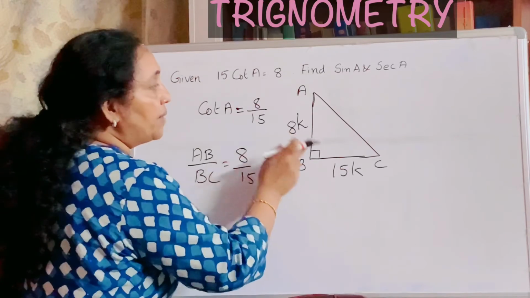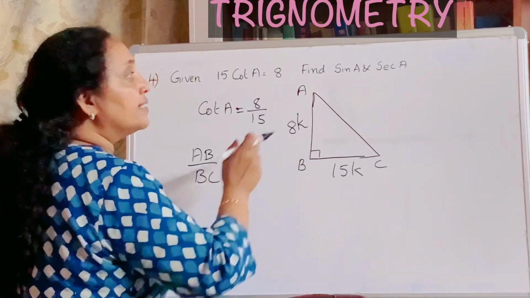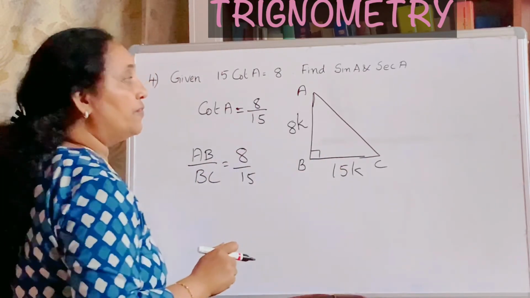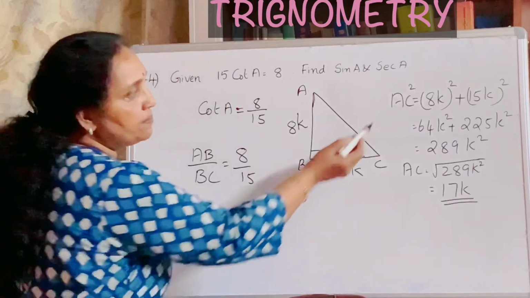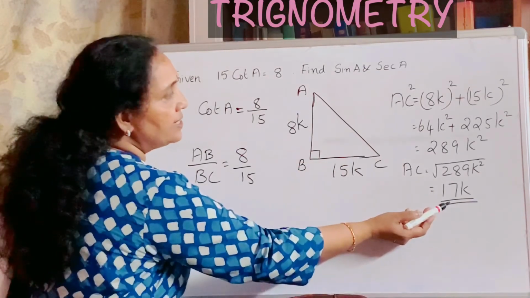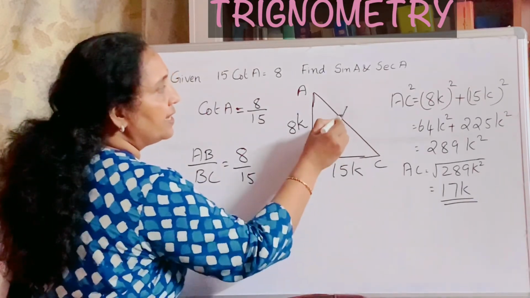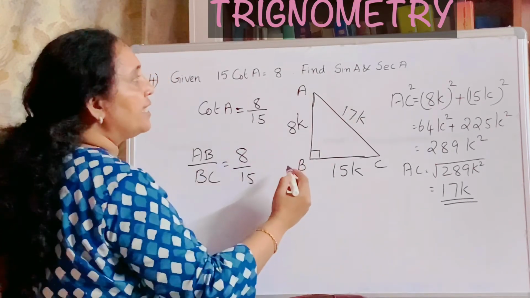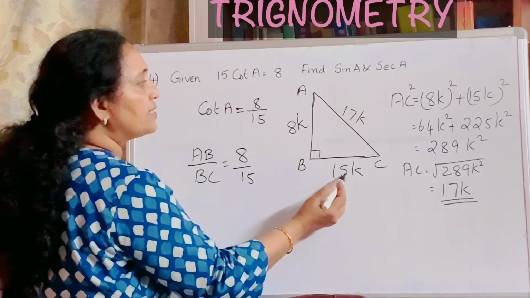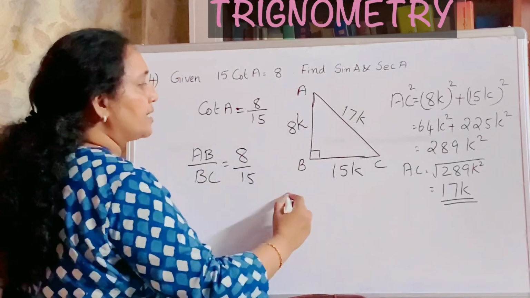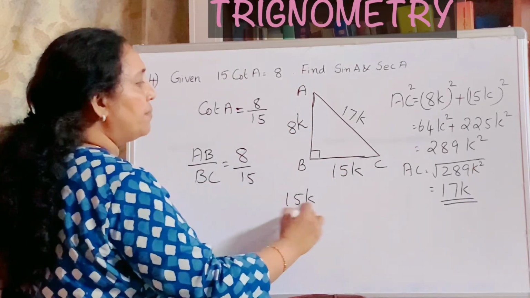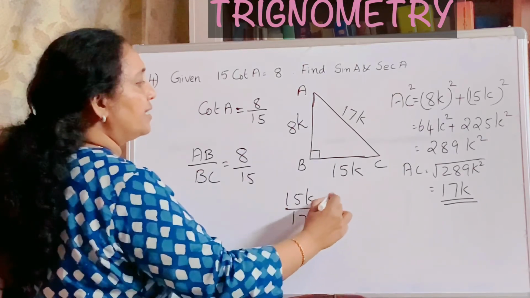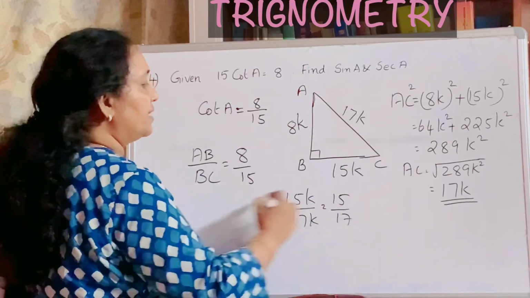Then by Pythagoras theorem you will get the side AC. Find out AC. By using Pythagoras theorem we get AC is 17K. Now we want to find out sin A. Sin A is opposite side by hypotenuse. That is 15K by 17K. That is 15 by 17. That is sin A.